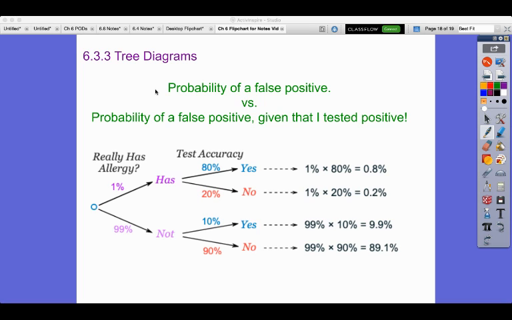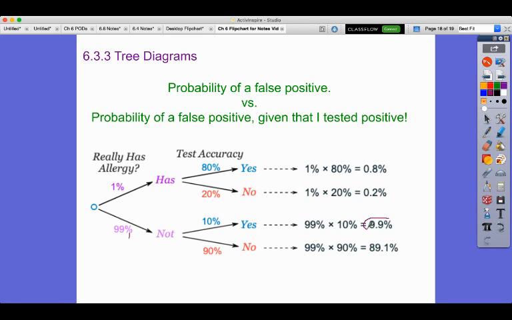All right, so we want to talk a bit more about tree diagrams, and we're going to talk about independence as well. There are some conditional probabilities that we can talk about here, like the idea of a false positive versus a false positive given that I tested positive. If you look at this table, you can see that some people have the allergy, some people don't. For people who have the allergy, it's 80% accurate. For people who don't, it's 90% accurate. A false positive means that someone does not have it, yet they test positive.